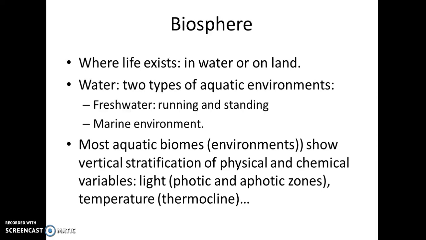Now, most aquatic biomes or environments show vertical stratification of physical and chemical variables. So up and down, we have the light, the photic, the amount of water that the light can pass through, and the aphotic, which is dark. Temperature, we have the warm sections and then the cold sections. Those are called thermoclines. So our water can be stratified by their depth.